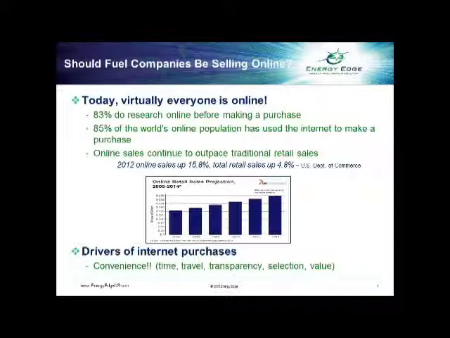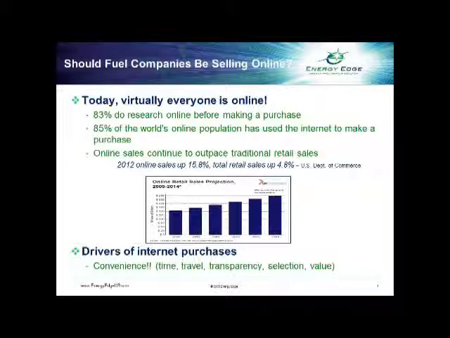I can go on the internet when I want to. I don't have to travel to a store to make a purchase. In other cases, it's time related: I want to do it when I want to do it. I want to make that purchase at 11 o'clock at night, or at 3 o'clock on a Sunday afternoon when I realize that I need to have my heating oil tank filled. So time is certainly one of the driving convenience factors.